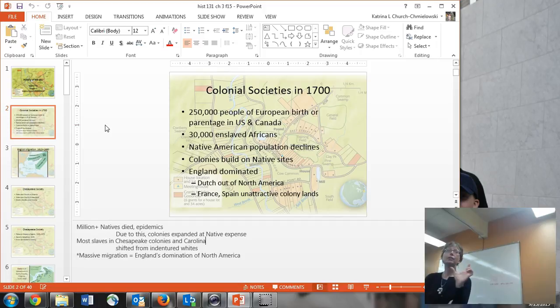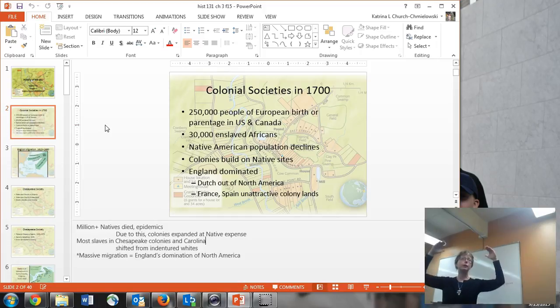How many people live in Anchorage? About 260, 275,000. So, more people live in Anchorage today than lived in the colonial societies in 1700. All right? So think about those numbers. 30,000 of them were enslaved Africans.